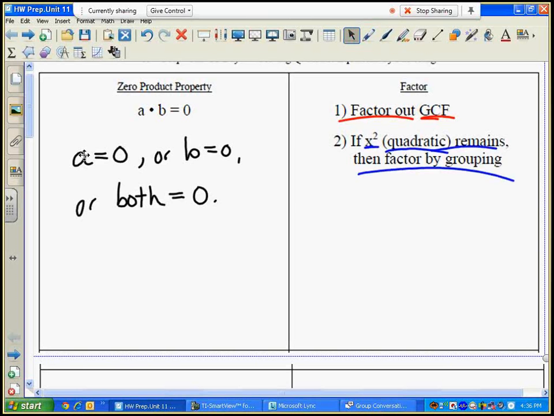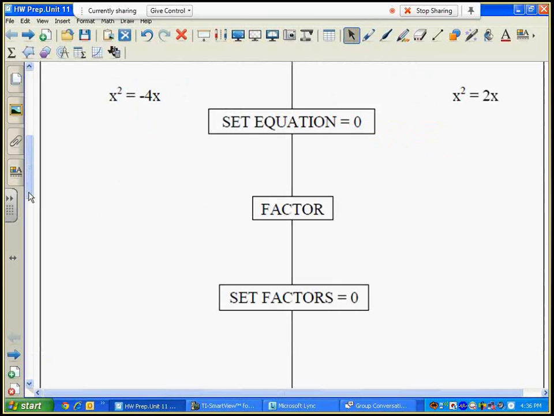Go down here to your bottom two problems. Take a look at your rectangles. I asked you guys to draw these rectangles, or these stitches, before you left class. I want you to fill them in with what it says here: set equation equal to 0, factor, and set factors equal to 0. Notice the two problems we have here on the left and the right. Let's attack the problem on the left.